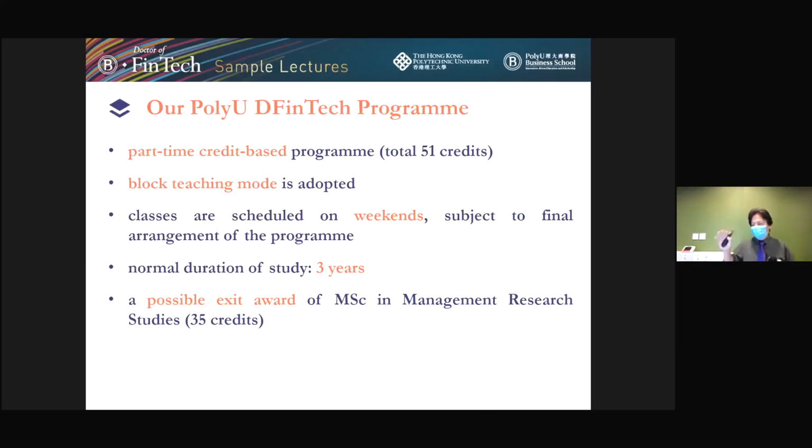Okay, so now I put the focus on the program structure of our digital program.